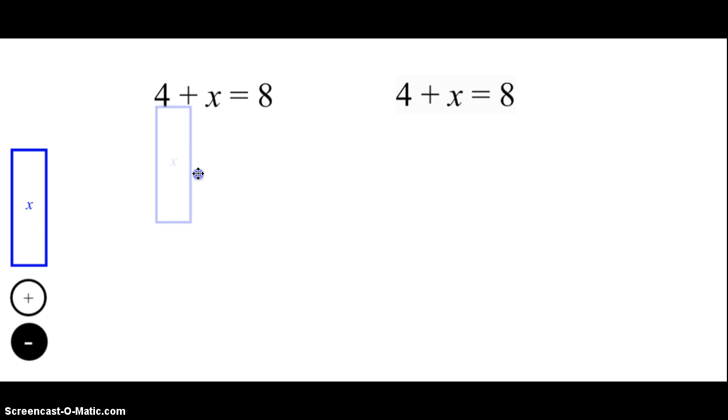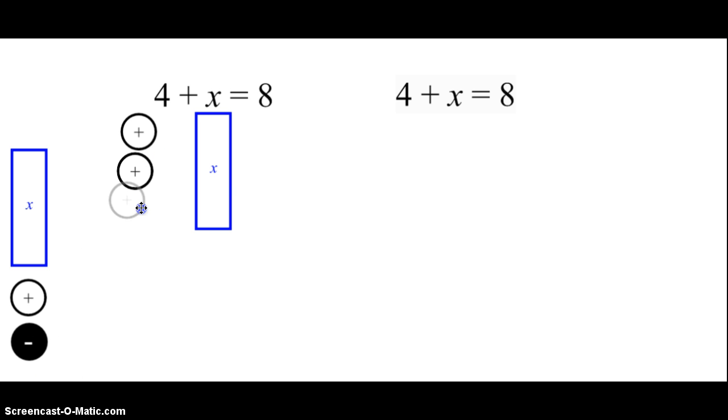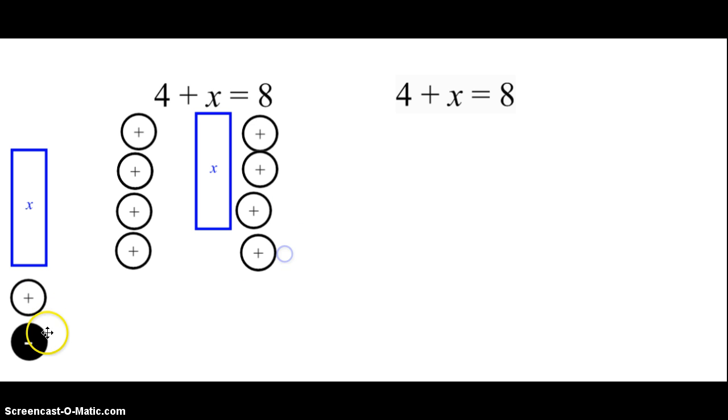So we're going to draw an x here, and we're going to put 4 positive counters down, and then over here we're going to put 8 positive counters. So you be drawing this on your paper as you see me doing it. Again, this is our third example. So there we have it.